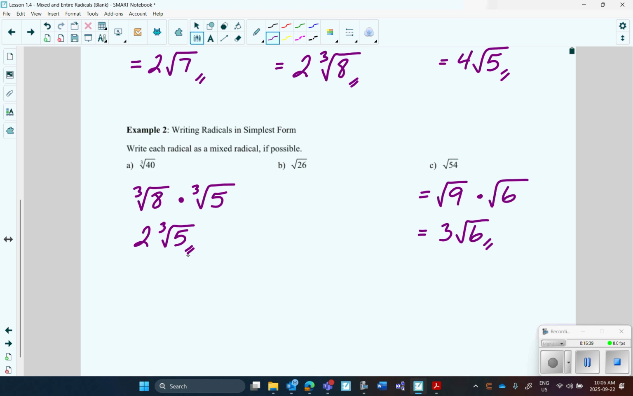This last one. Can you find a perfect square that divides evenly into 26? Think of your perfect squares. Does 4 go into 26? No. Does 9 go into 26? No. Does 16 go into 26? No. Does 25 go into 26? No way. And then we're too high. So nothing. You can't do anything with this. Simplify if possible. So if you can't do anything with it, just leave it.